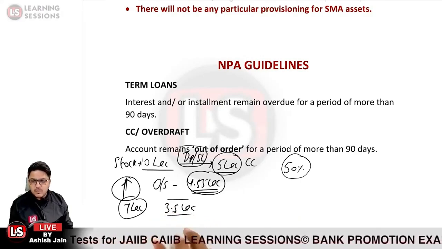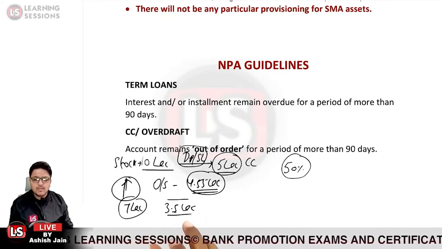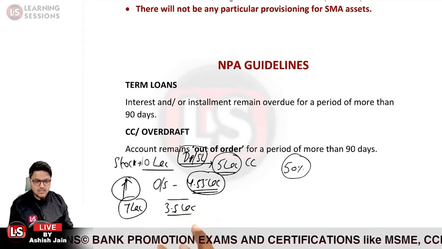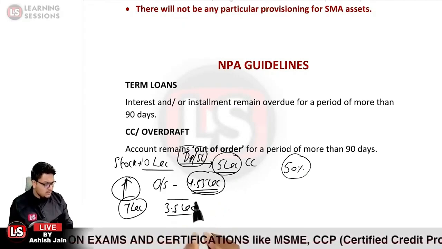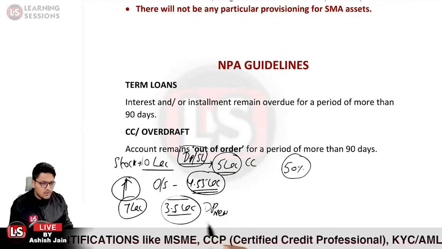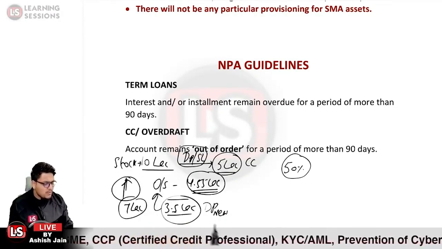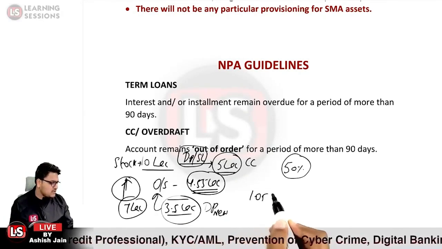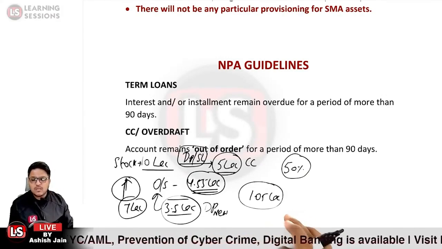What does it mean? It means that at any particular time the maximum amount which can be drawn from the CC account is now limited to 3.5 lakh rupees. Now this is the new drawing power. Any balance over and above this drawing power will be considered to be overdue amount, which is 1.05 lakh rupees in this particular case. It is said to be the overdue amount.